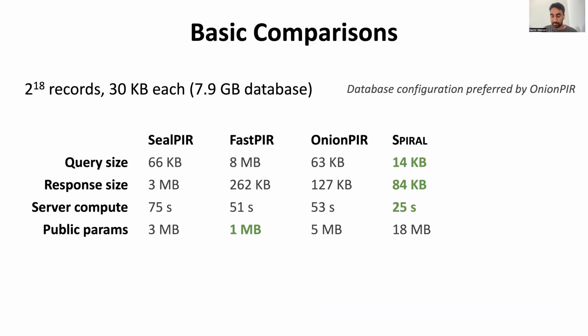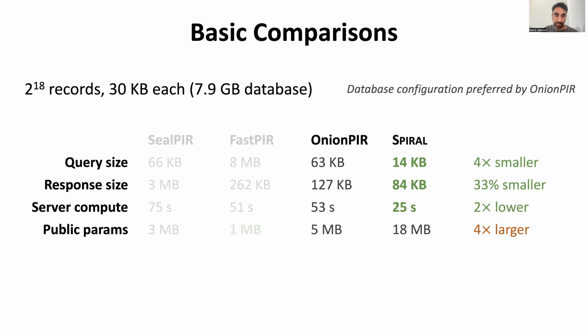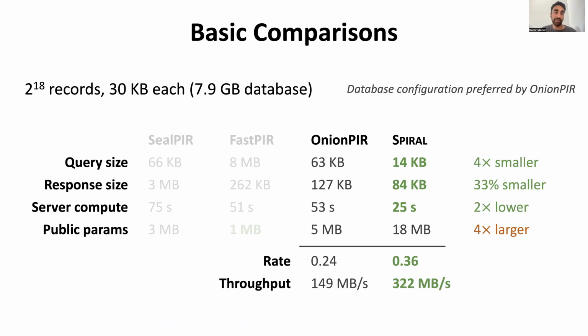We also choose the database configuration preferred by the best prior work, OnionPIR, and we do better on these 3 key metrics like we saw before. And you can see I've phrased the performance in rate and throughput there, and there's a 50% increase in the rate and about a doubling of the throughput at the cost of about 4 times larger public parameters.